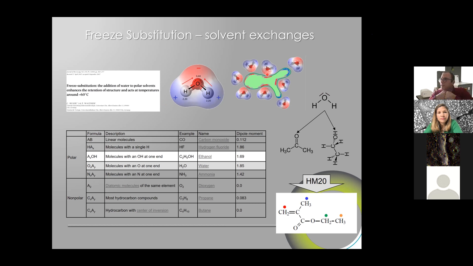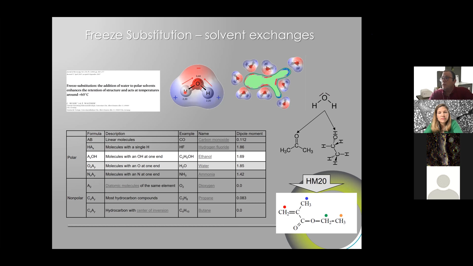And then you can replace it by a resin and embed your whole sample. You don't dehydrate it too much, so the resin and the stain can start to penetrate the protein and give some color in your freeze substitution.